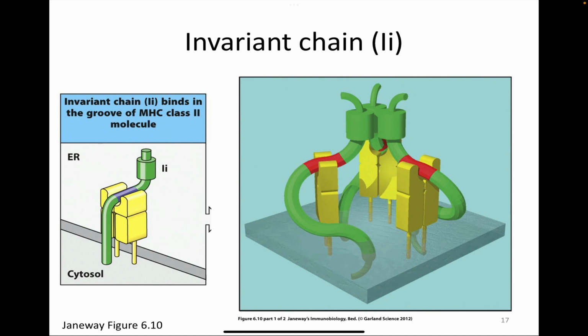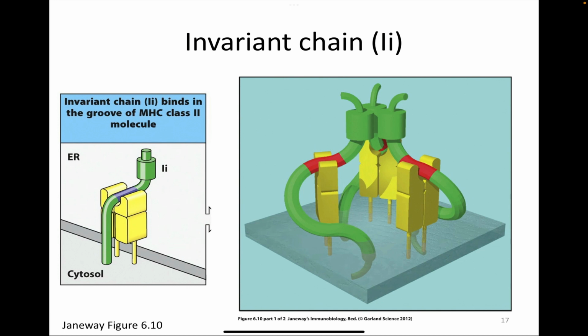What you can see is that it has a transmembrane domain and sort of comes up along next to class 2, and then has a little part that binds in the peptide binding cleft, and then has a little part that comes up here. So this whole green thing, including the purple, is invariant chain, sometimes abbreviated II. And the invariant chain usually holds a bunch of class 2s together, so it usually is a complex that looks a little bit like this.